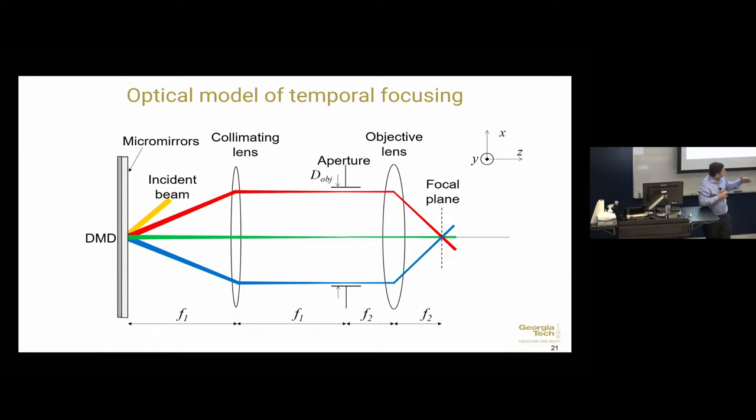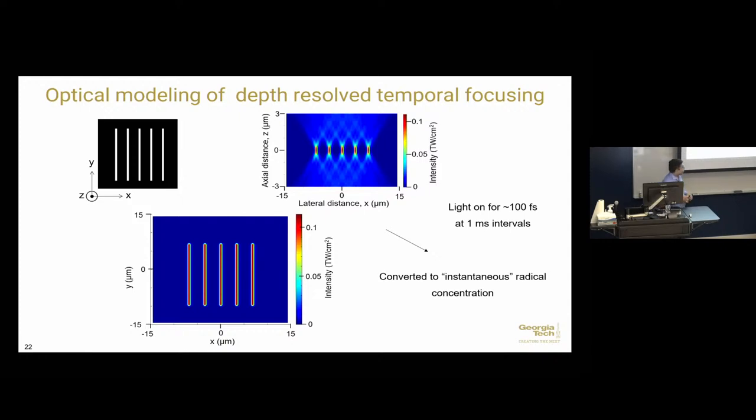Now, if I can make sure that these different wavelengths get converged at the focal plane, then the intensity of light at the focal plane would be high, but everywhere else, because the different wavelengths are separated out in space, the energy and the intensity would be low. Okay, so that's the key to making this work. Use this DMD as a diffraction grating. Make sure that all wavelengths get converged only at the focal plane. So we were able to model this and implement this.